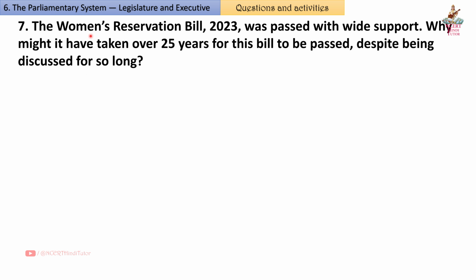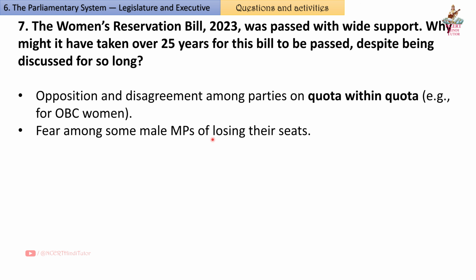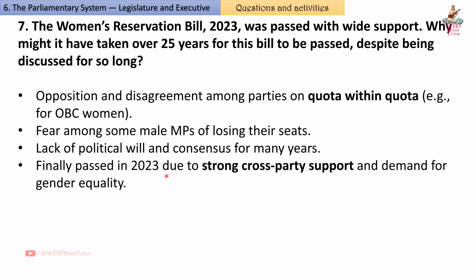Question 7. The Women's Reservation Bill 2023 was passed with wide support. Why might it have taken over 25 years for this bill to be passed, despite being discussed for so long? Answer. Opposition and disagreement among parties on quota within quota, for example for OBC women, fear among some male MPs of losing their seats, lack of political will and consensus for many years, finally passed in 2023 due to strong cross-party support and demand for gender equality.